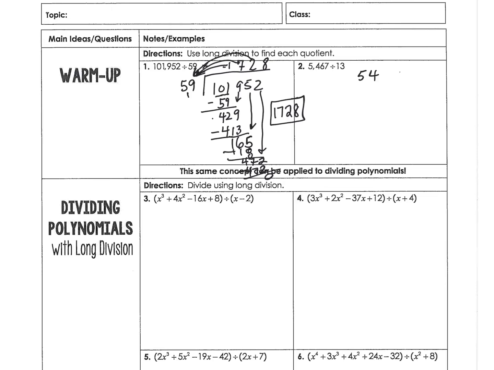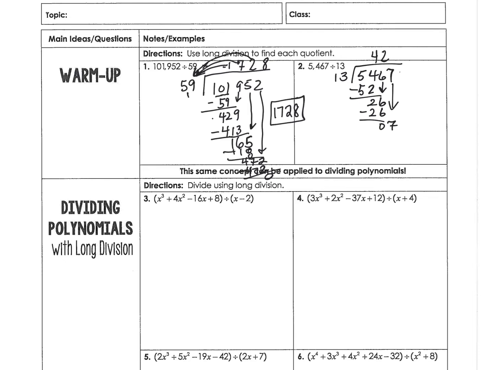The 5,467 goes up underneath. And the 13 goes out here. 13 goes into 54 4 times. 4 times 13 is 52. Going to subtract and get 2, bring down the 6. 13 goes into 26 exactly twice. That is 26. We're going to subtract, we get 0, but we still bring down 7.